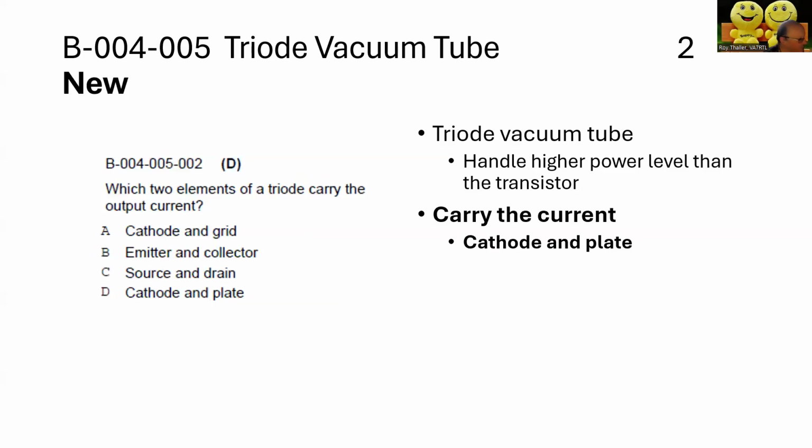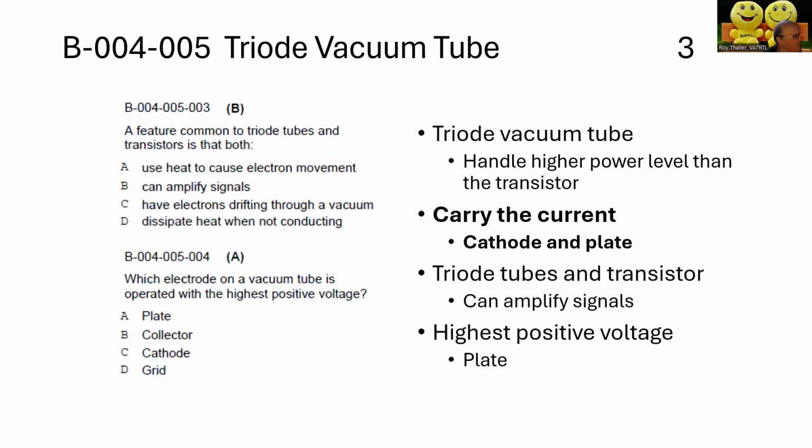Here's a new question. Which two elements of a triode carry the output current? So here it's the cathode and the plate. A feature common to triode tubes and transistors is that both of these are used as an amplifier. So B is the correct answer, can amplify signals.